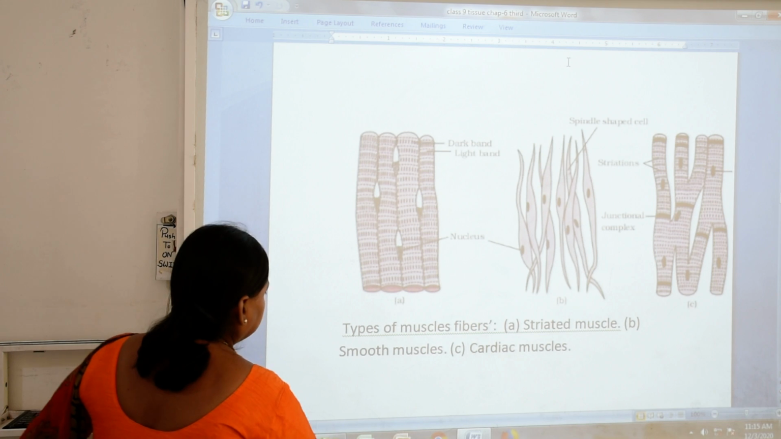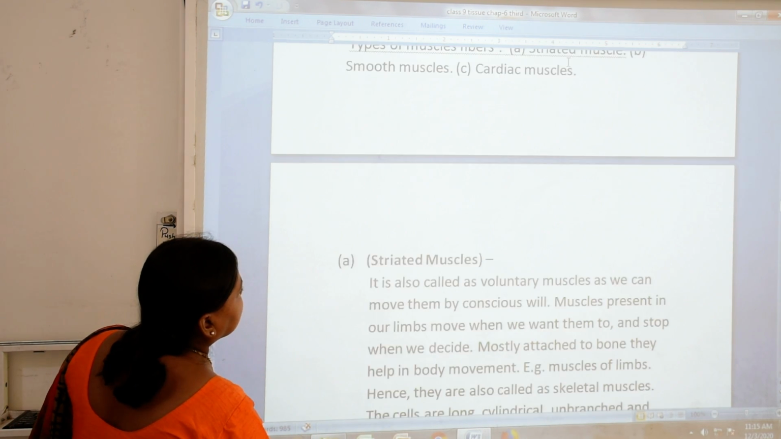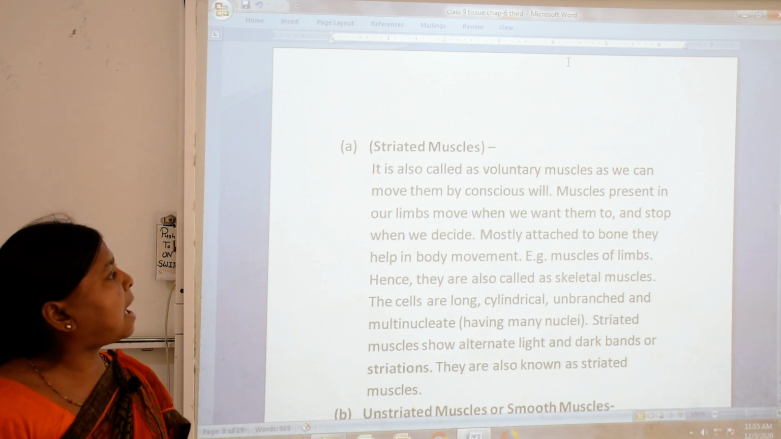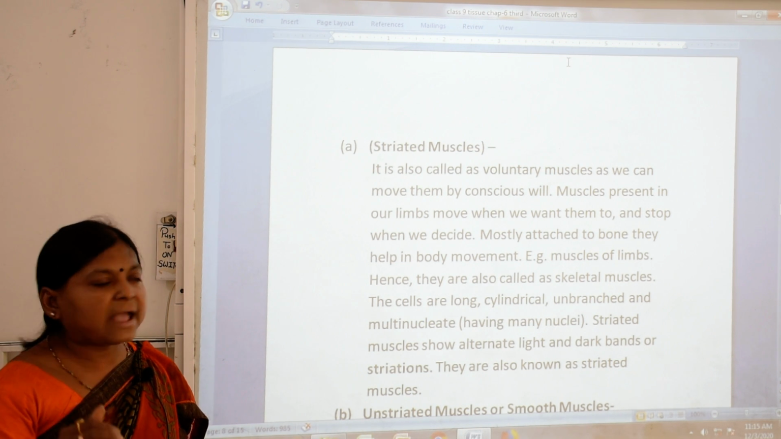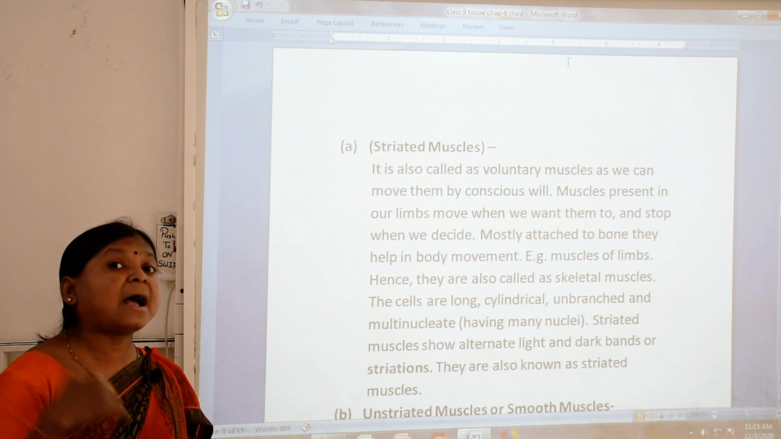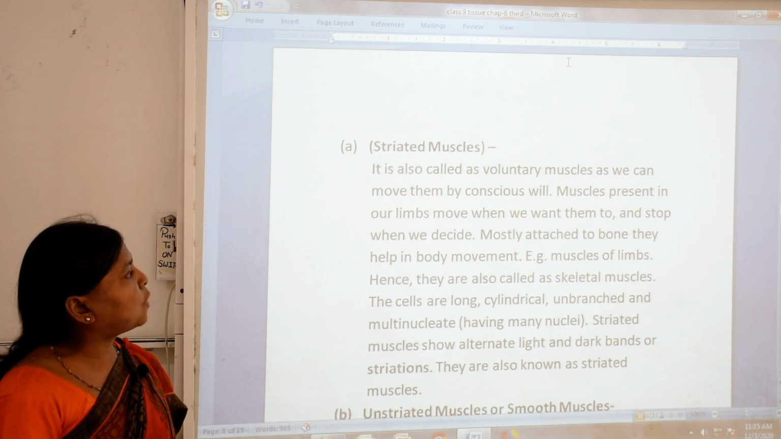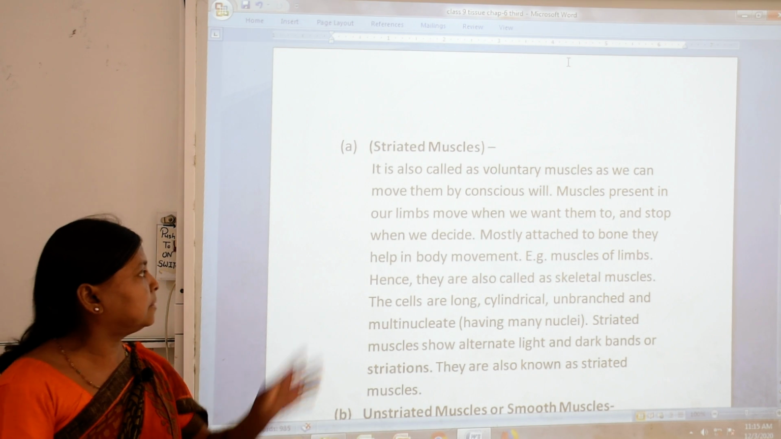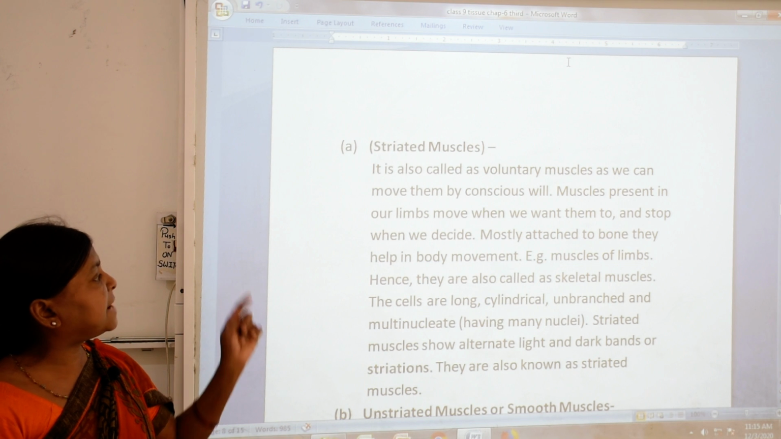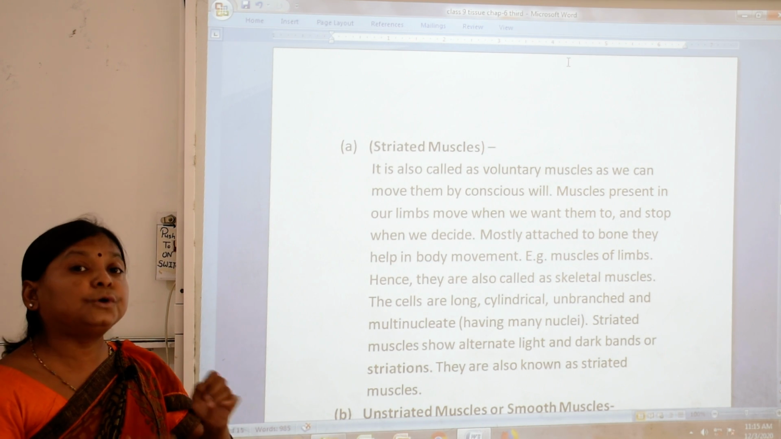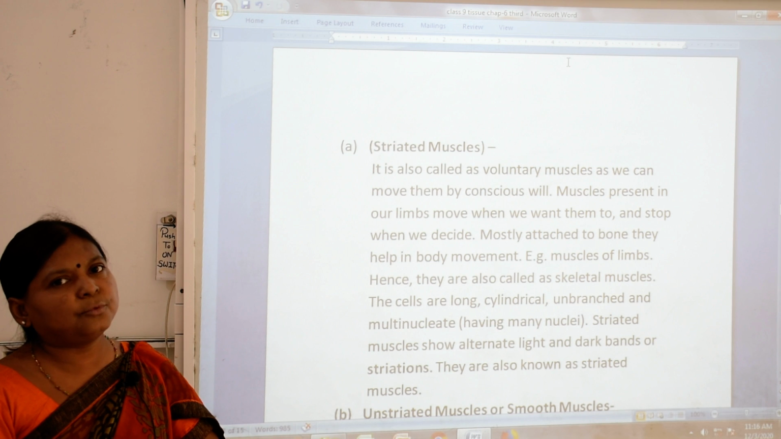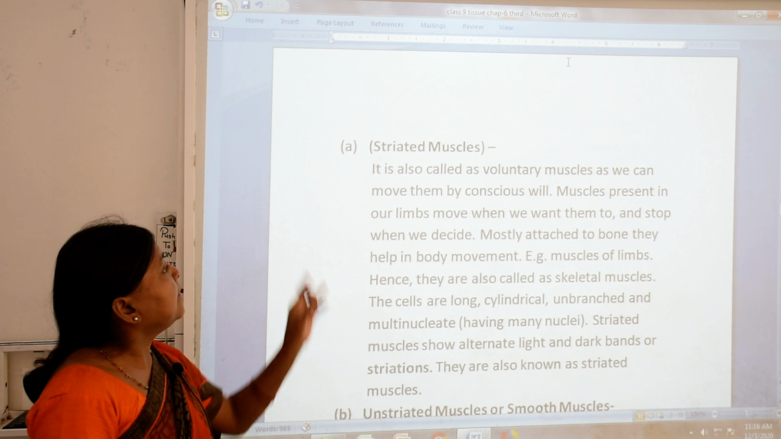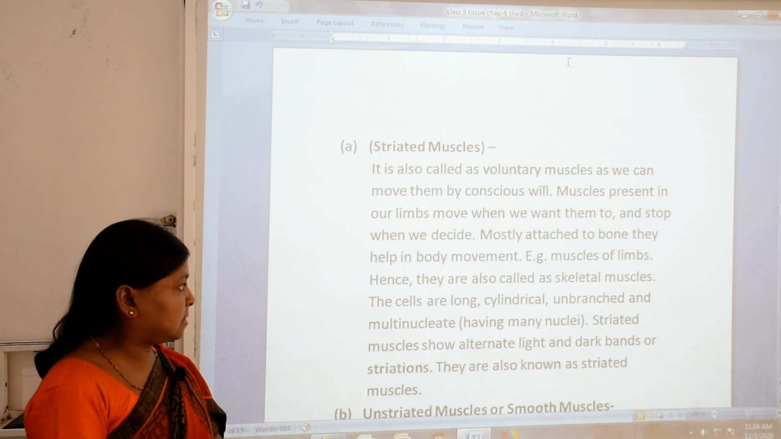Now you see next. First we will study the striated muscles. Do you know, striated muscles are also called our voluntary muscles. Why? Because we can move them by our will. That is why they are also called voluntary muscles. The muscles which are present in our limbs move when we want them to. If we want, we can move or not, and we can stop when we decide.